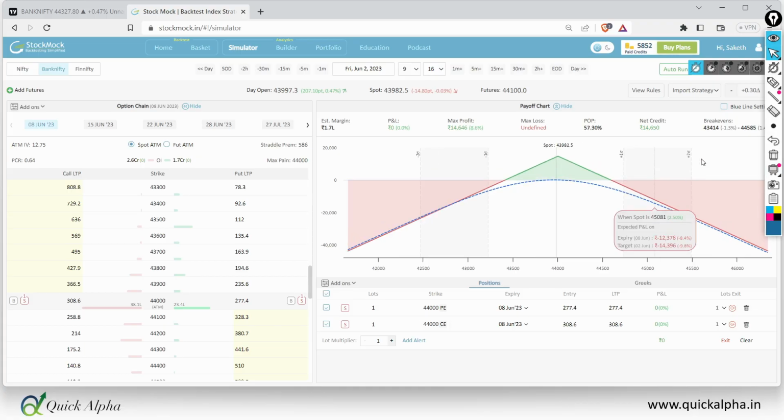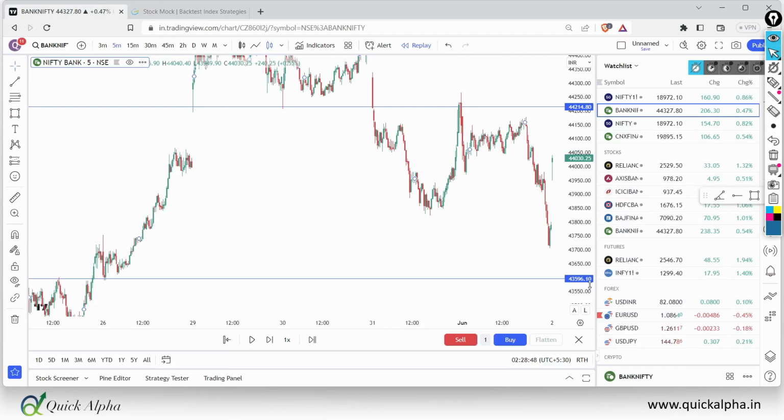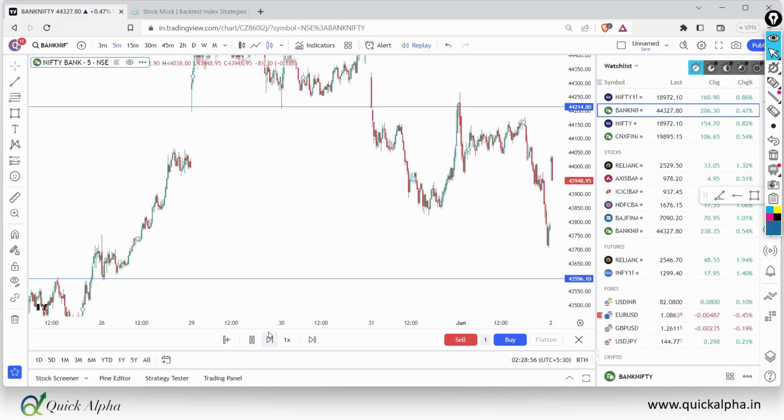So I have created a 44,000 short straddle and you can see my break even is 43,400 and 44,585. So very close to where we have marked our support, but still the support is within the break even. So let's start simulating this particular thing.